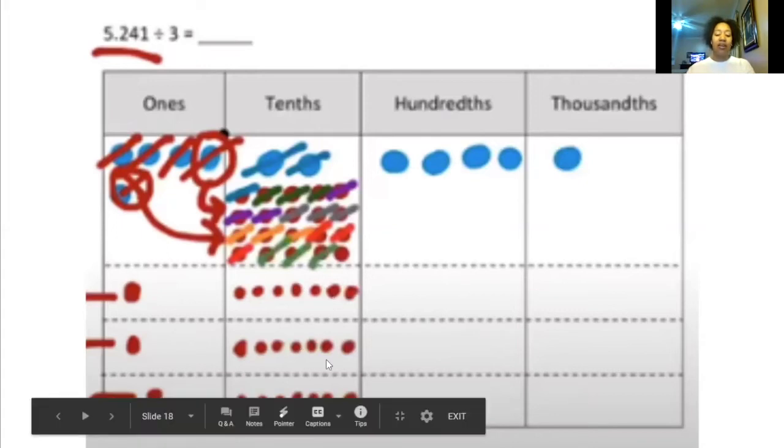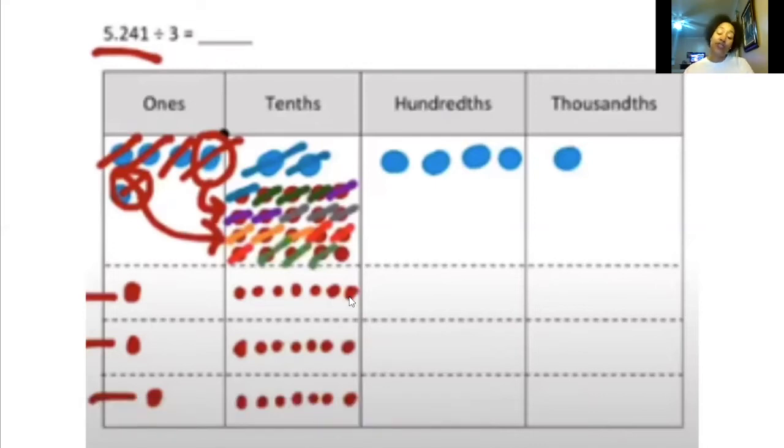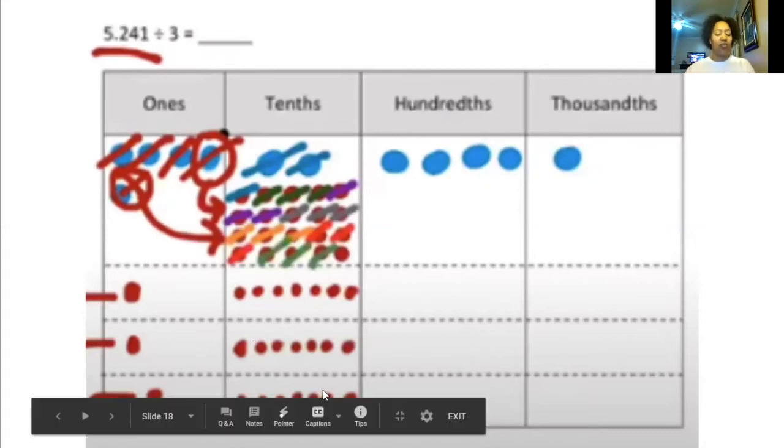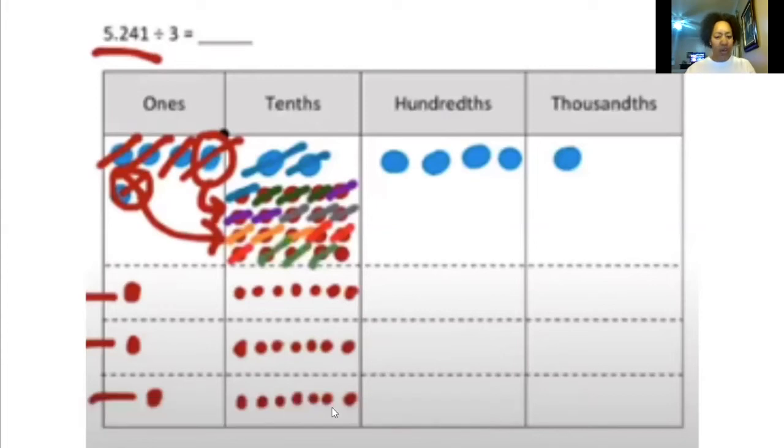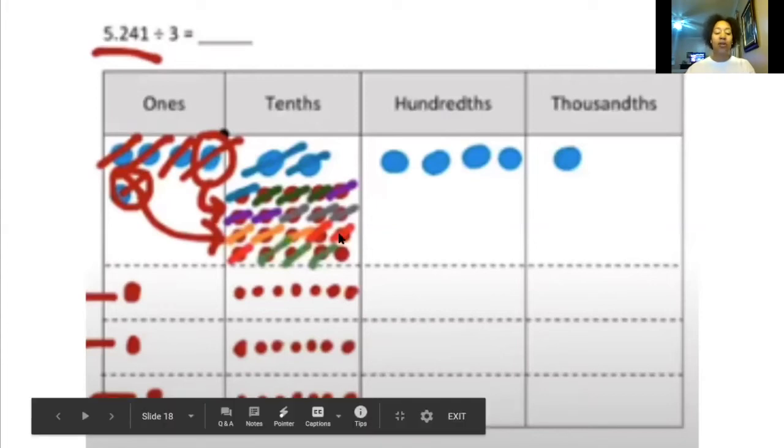15, 18, 21. 1, 2, 3, 4, 5, 6, 7. 7 in each group, and 7 in 3 groups. 3 groups of 7, 21. Well, let's look up here. We do have 1 that's remaining. So let's see what the algorithm would look like.